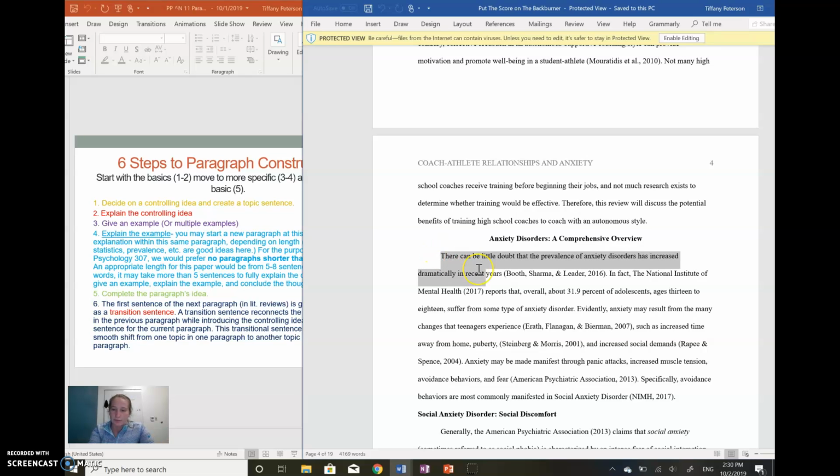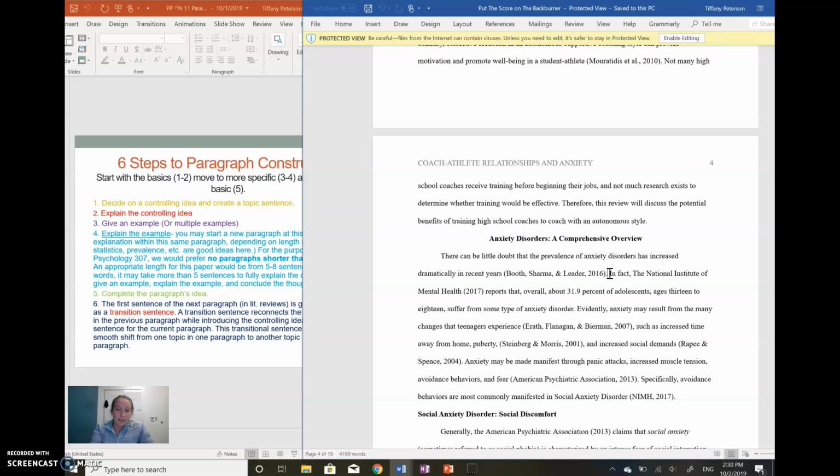So my first sentence right here is my controlling idea. So it goes down to here. So there can be little doubt that the prevalence of anxiety disorders has increased dramatically in recent years. I guess that's the first sentence. I went too far. So that's the controlling idea: anxiety disorders have dramatically increased in recent years.